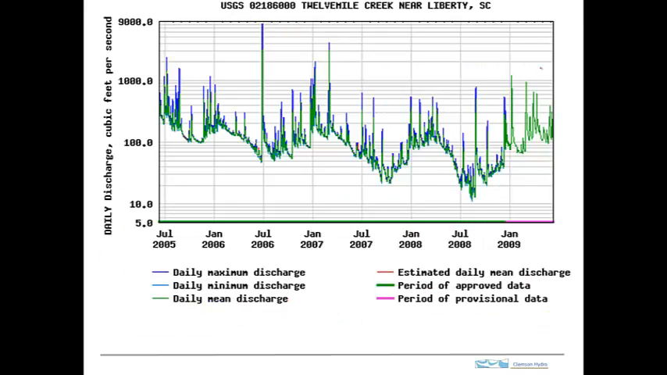Here's some data from the 12 Mile Creek. This isn't the whole data set, but this shows you several years of data from 2005 to 2009. These are daily data, and you can see that there's quite a lot of fluctuations. These are some pretty big flooding events, and you can see this is the base flow level, and you can see that it's generally decreasing during this time period. Here's another period of decreasing base flow, another period of decreasing base flow.